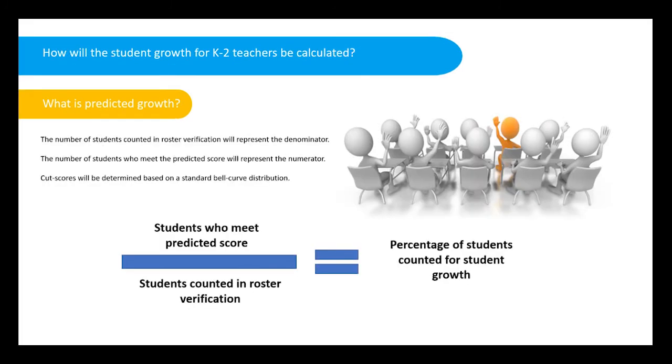Finally, how does this all fit together? To start, the number of students counted in roster verification is used to represent the denominator in the calculation. The number of students who meet the predicted score will represent the numerator. The result will represent the percentage of students which will count for student growth. Cut scores will be determined based on a standard bell curve distribution.